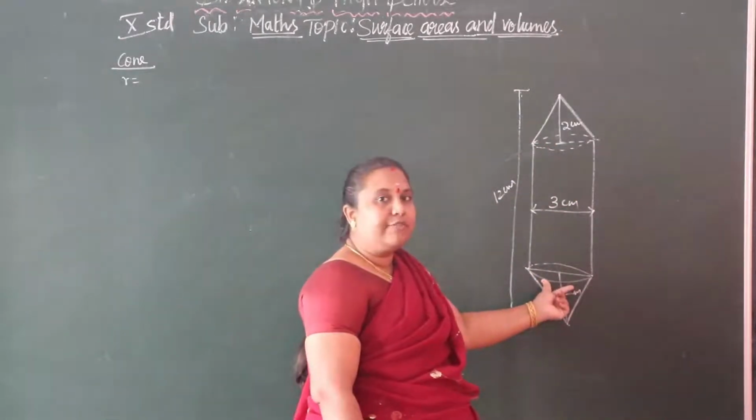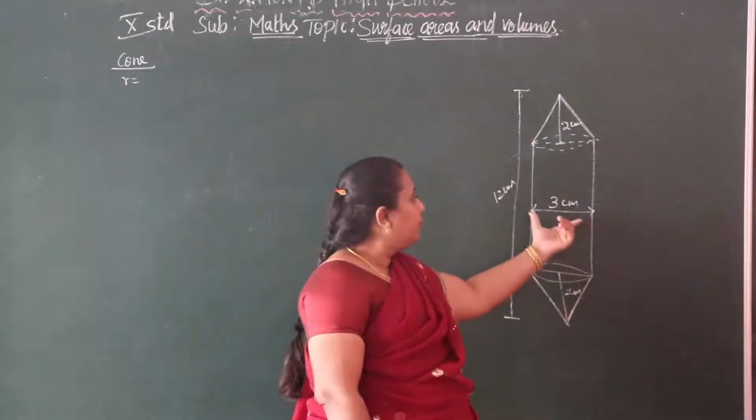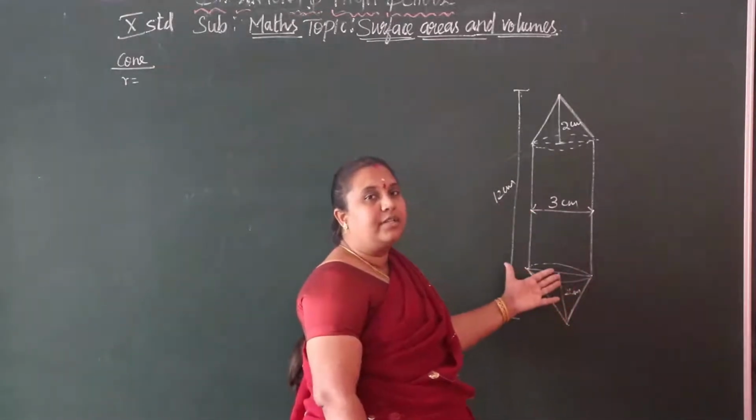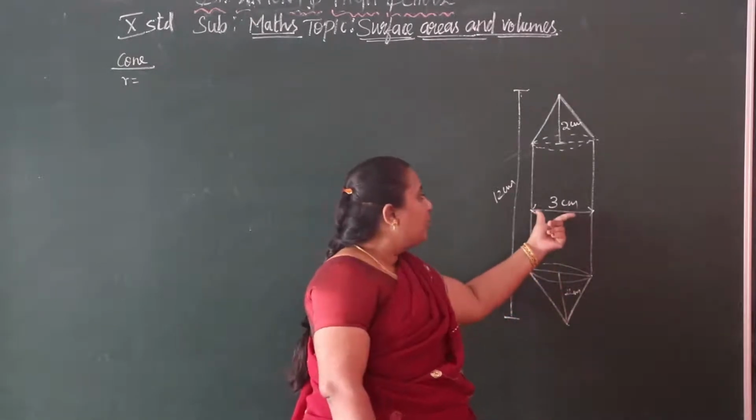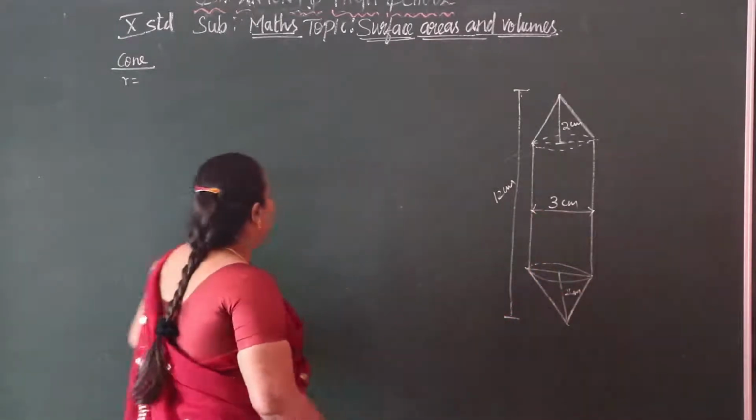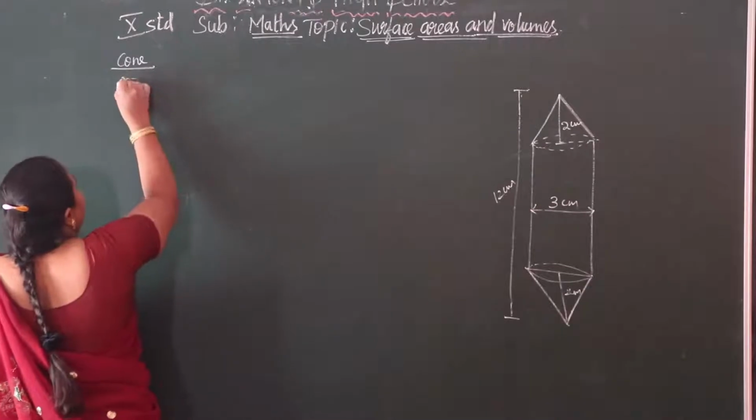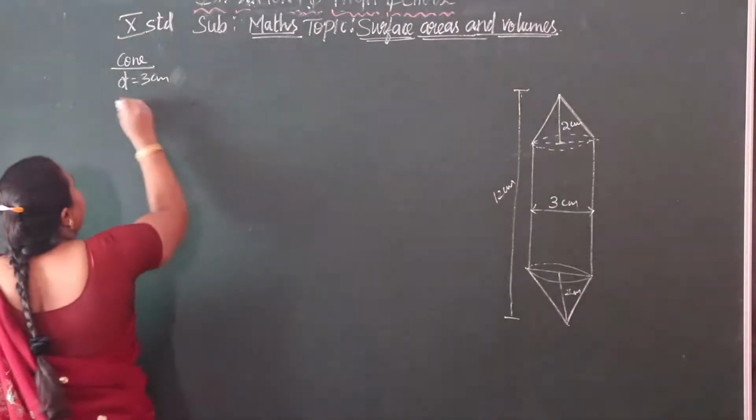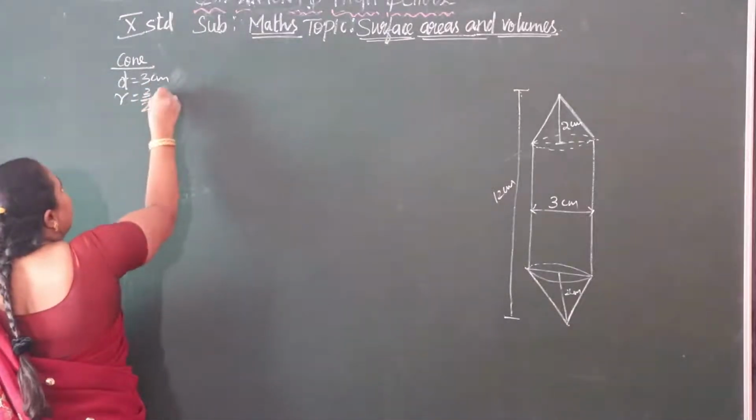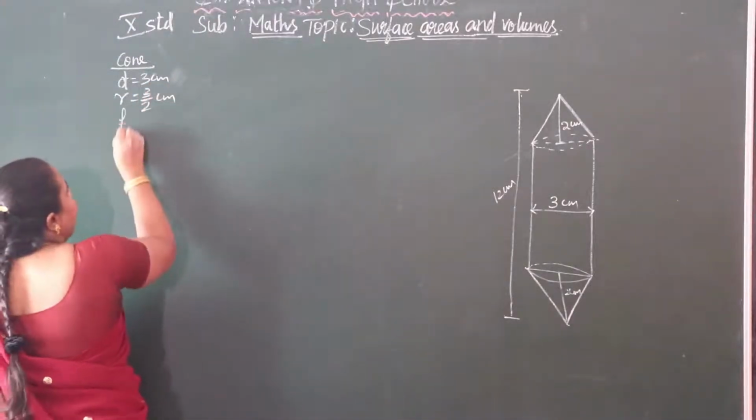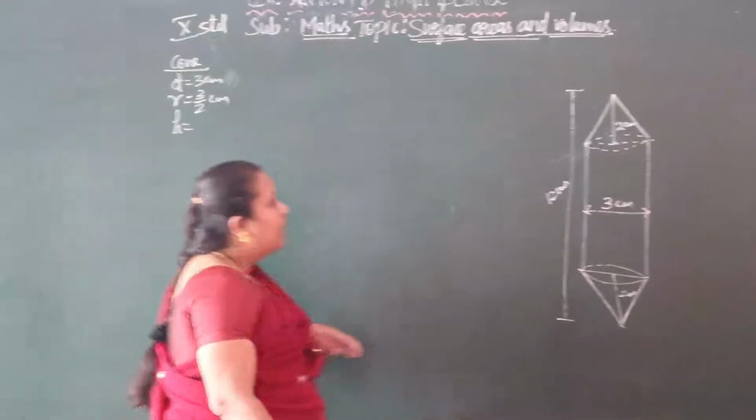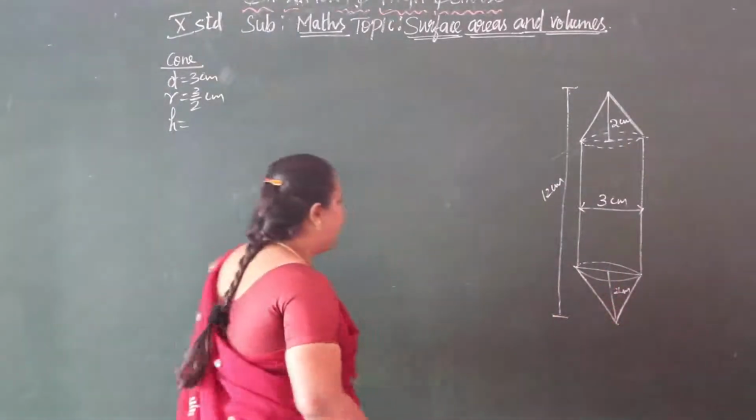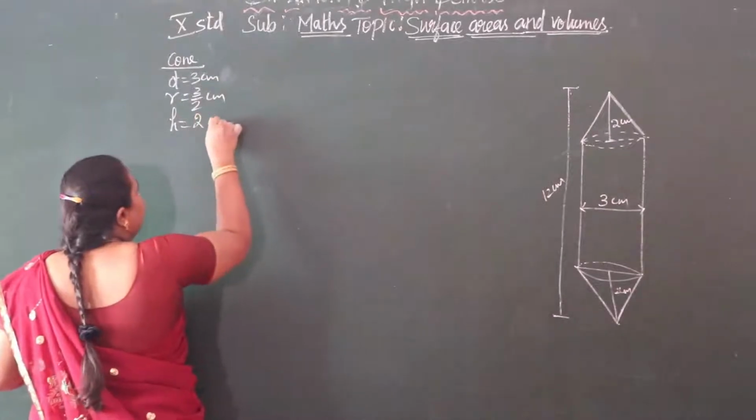There is no difference in the diameter of the cylinder and the cone. Both the cylinder and the cone have the same diameter. So d equals 3 centimeters, then r equals 3 by 2 centimeters. And h equals what? The height of the cone is 2 centimeters.